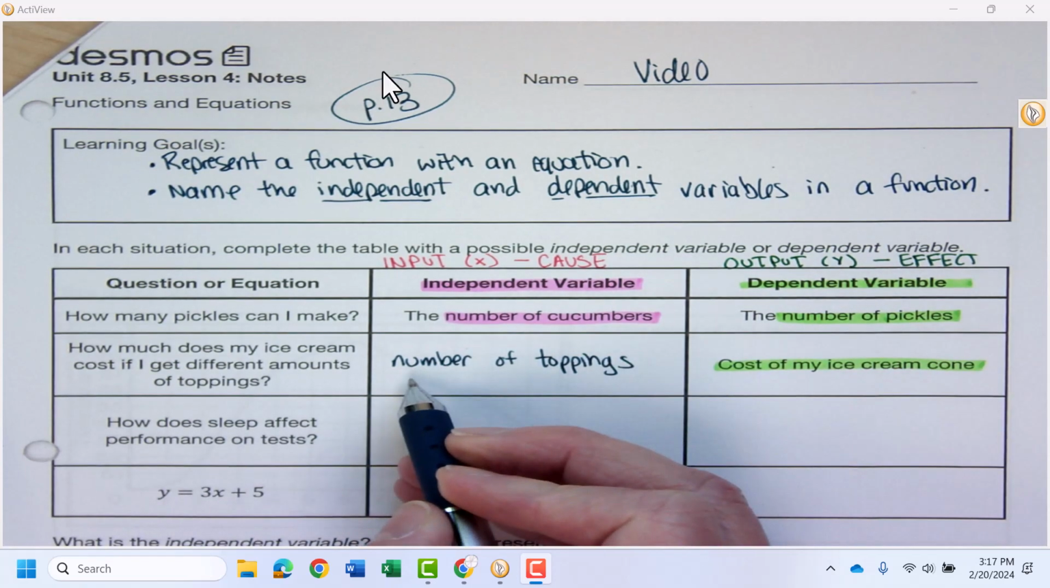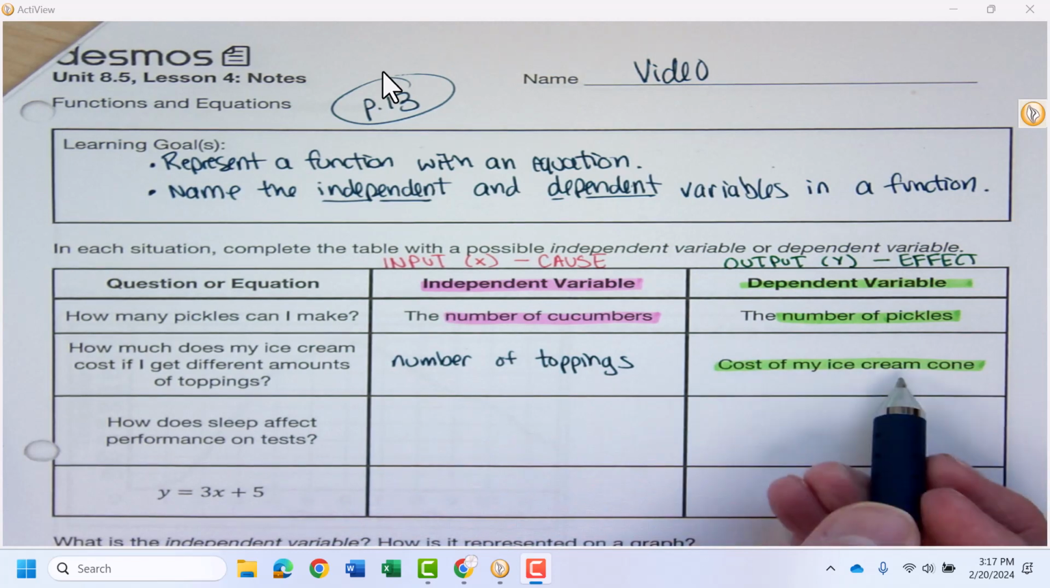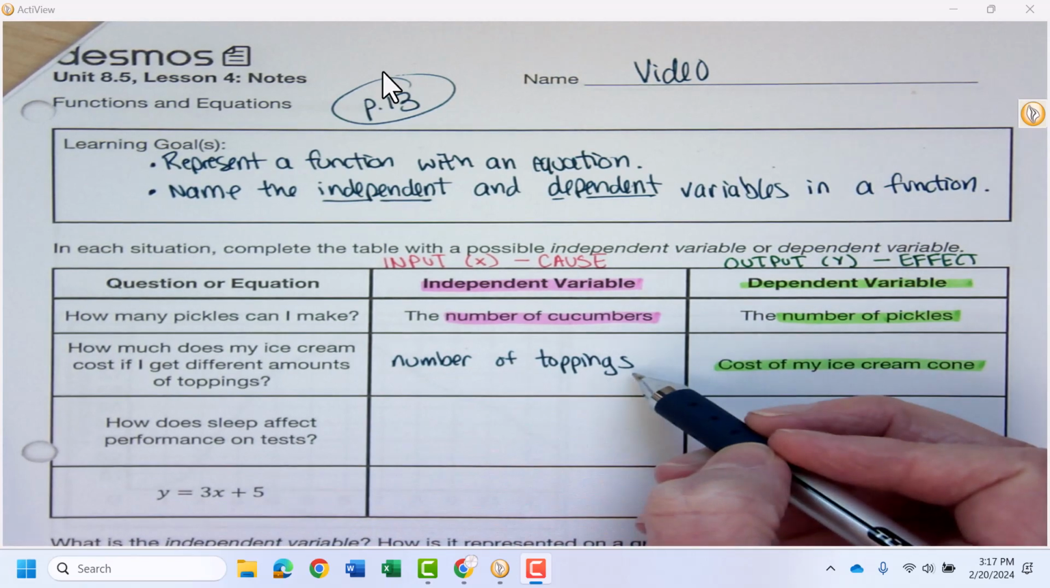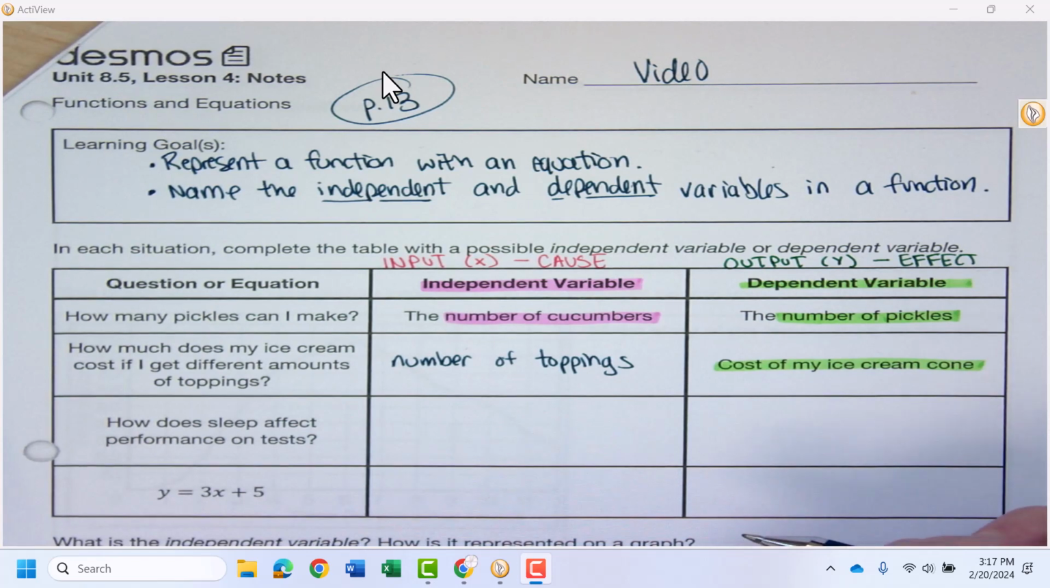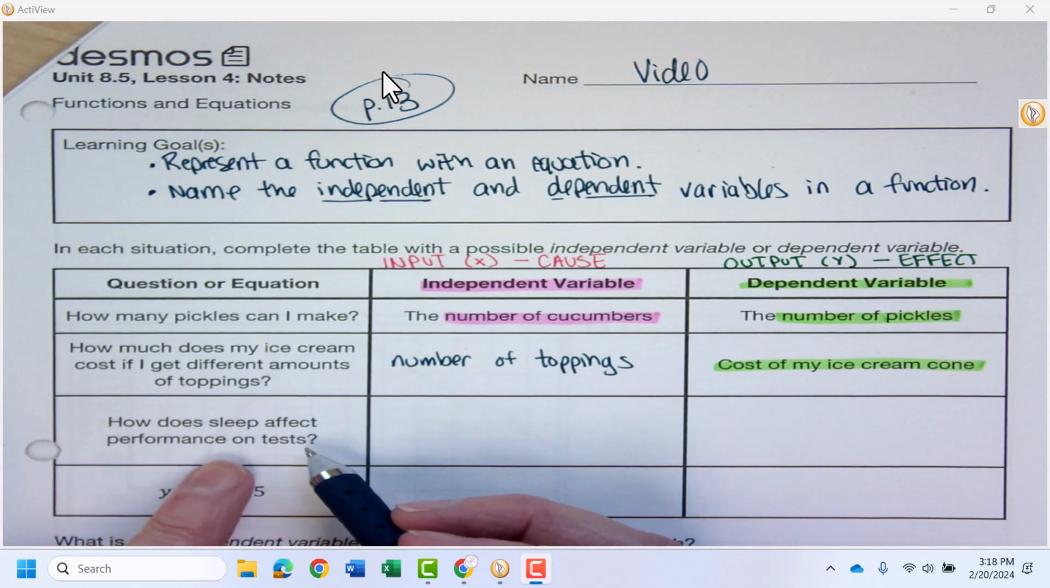So I get a bunch of toppings, and that affects the cost of my ice cream cone. This is the cause, and then later on I go to the cash register, and this is the effect. Okay, it affects the cost of my ice cream cone. Now, this one's a little trickier because we're not given either one of these values. So we're going to have to figure out what the two variables are and which one causes the other one to happen.